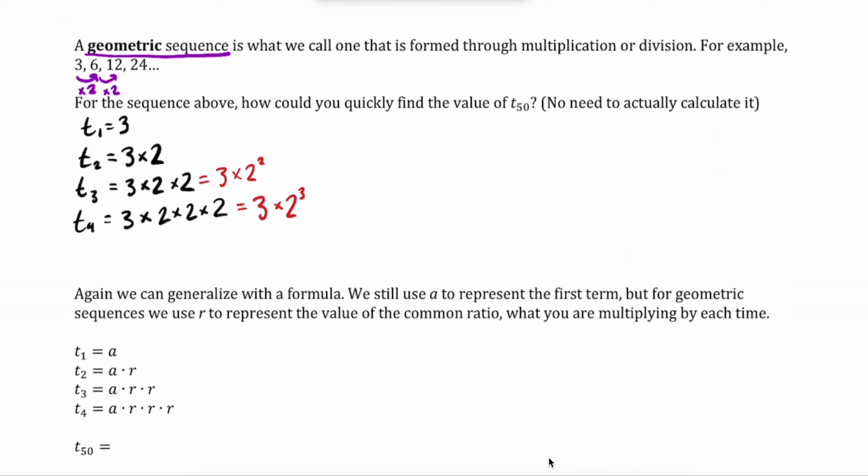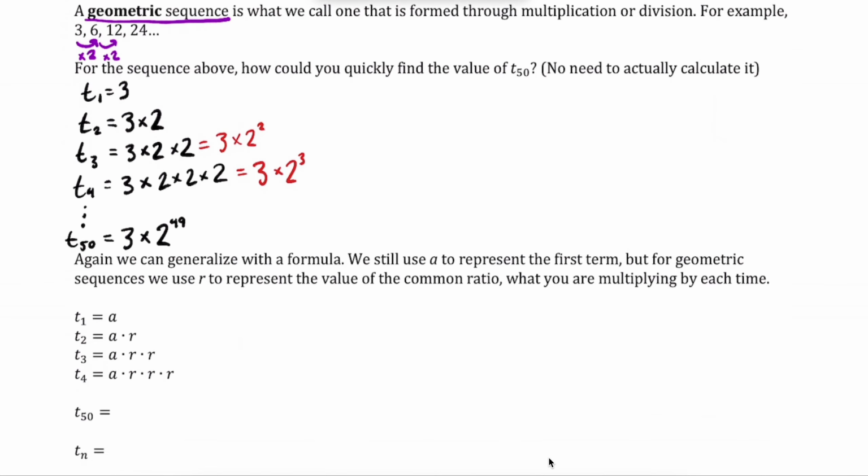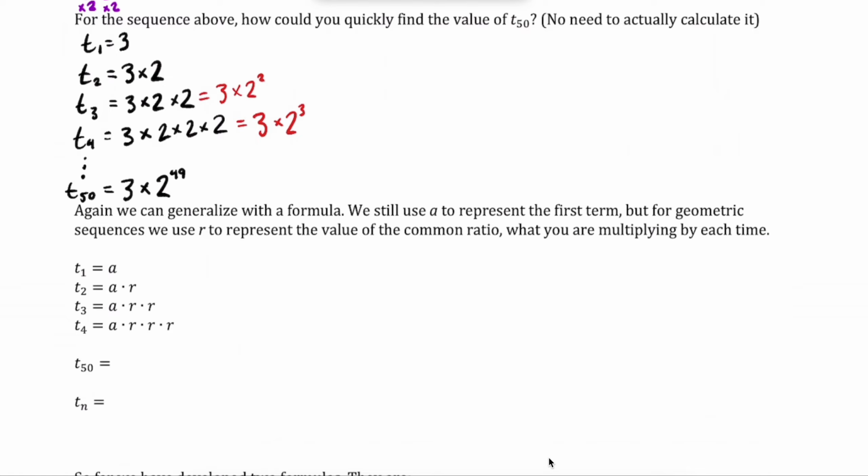If you're thinking this feels sort of familiar, this is very similar to what we did in our exponential unit when we were developing that formula. T50 in this case is going to be 3 times 2 to the power of, again, 1 less, so 49. And we don't need to actually calculate this. We should just leave this as 3 times 2 to the 49 because it's going to be a number that's too big to write accurately anyway.